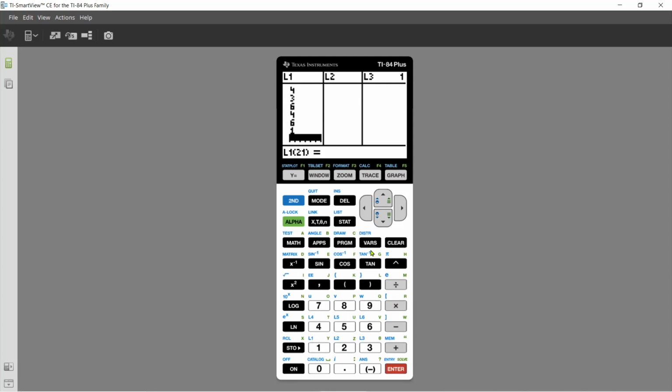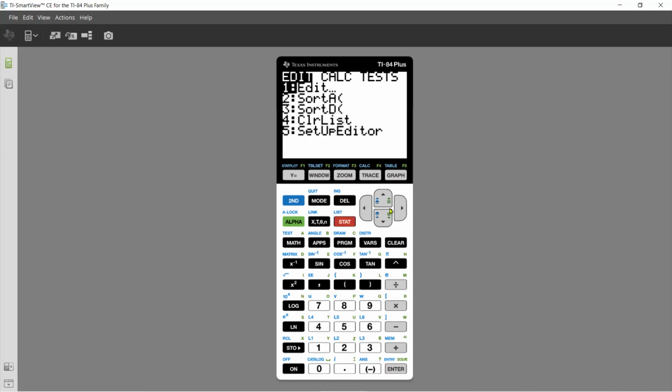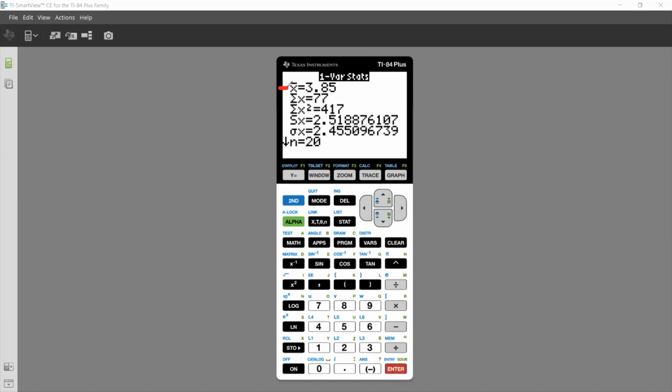Okay, once you put the data in your calculator, we're going to go to Stat. We're going to go to Calc. We're going to go to one var stats. Enter. L1, calculate it. Pay attention to the top X bar right here. Pay attention to SX right here. Okay. X bar is 3.85.